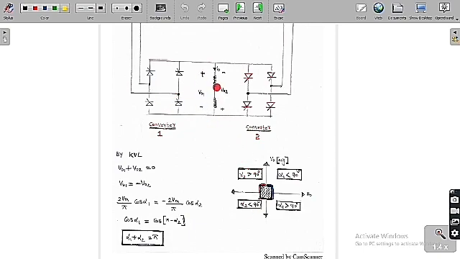So V naught is negative and I naught is still positive. So we are going to get this range. Because of this converter, we are going to get the first coordinate and also the fourth coordinate.